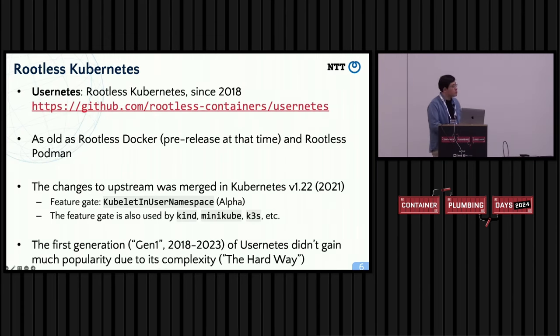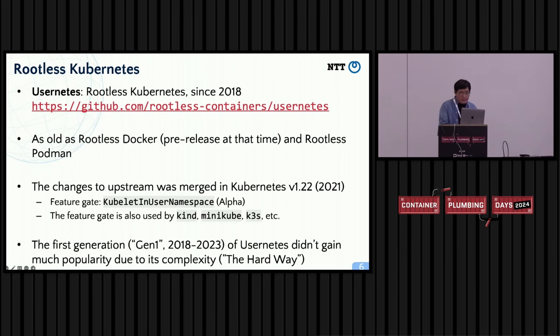So rootless containers has been popular since around 2018 when we implemented rootless mode for Docker and Podman. And actually, rootless Kubernetes is as old as rootless Docker and rootless Podman. It's been around since 2018.